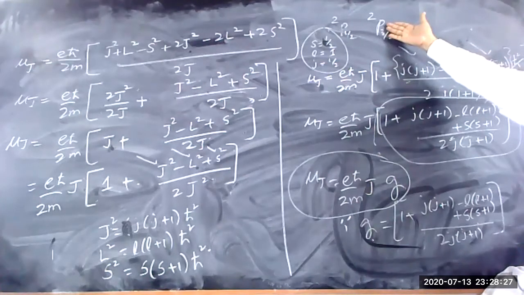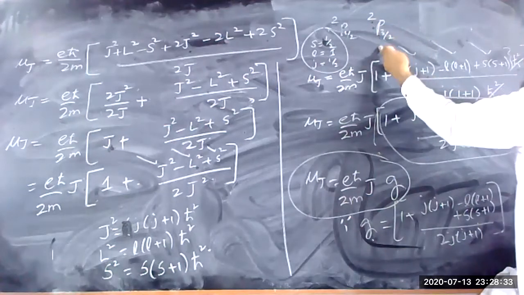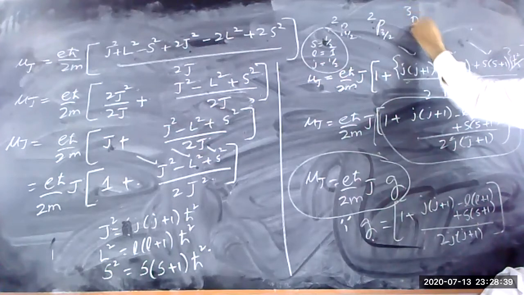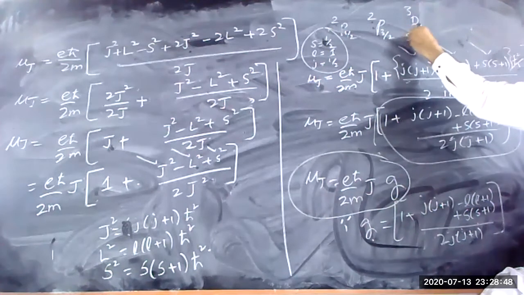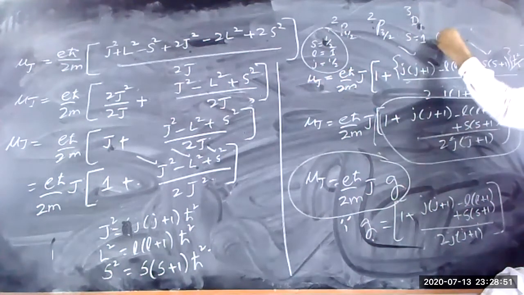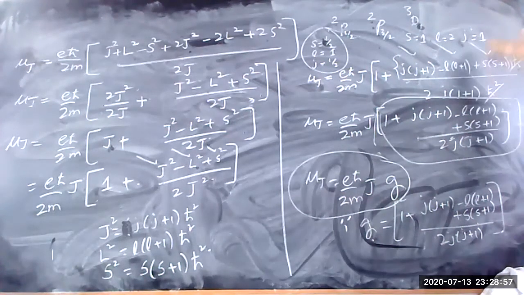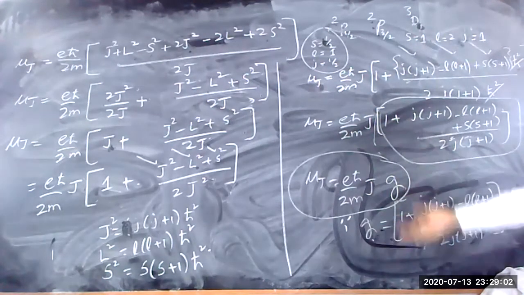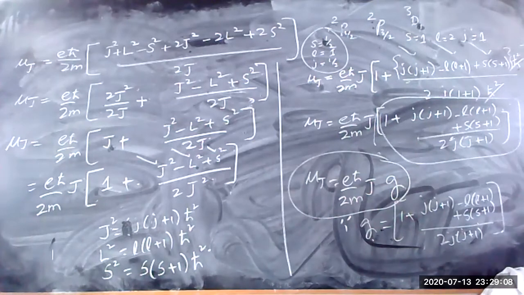Similarly, if you look at 2p 3 by 2, here again spin is 1 by 2 and J is 3 by 2. Or if we have a term like 3d1, one of the term values, here 3 means spin is equal to 1, d means L is equal to 2, and 1 means J is equal to 1. Given this, you can find the value of G easily by substituting these values.